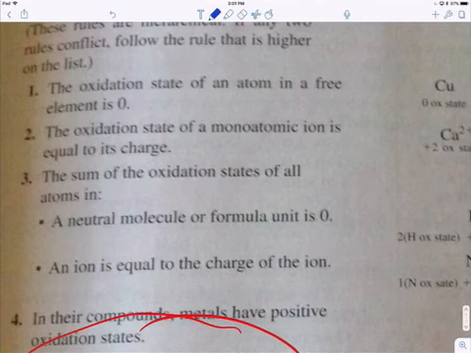So does anybody have any questions? Well, you can ask questions again later, of course, but do you have any questions right now? Yes, please.